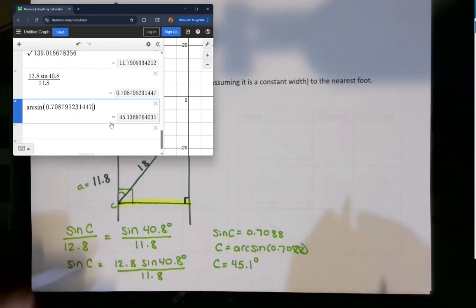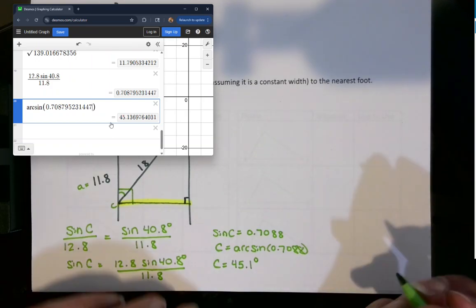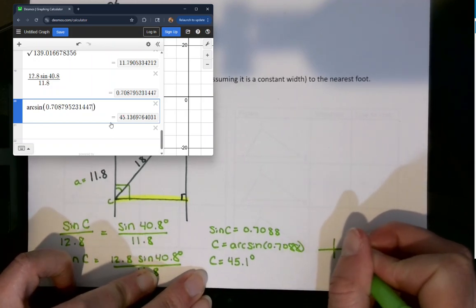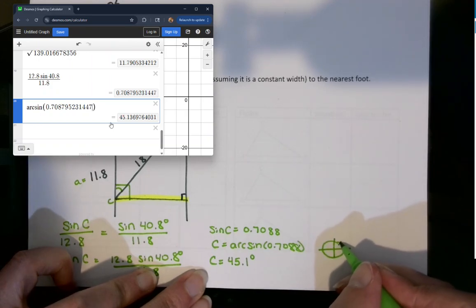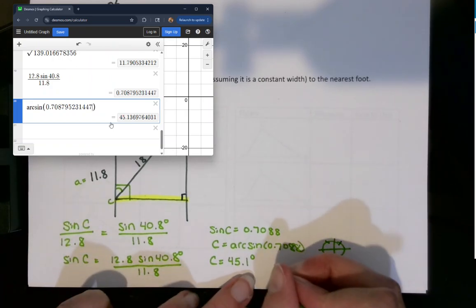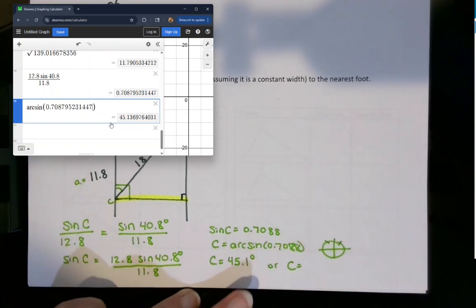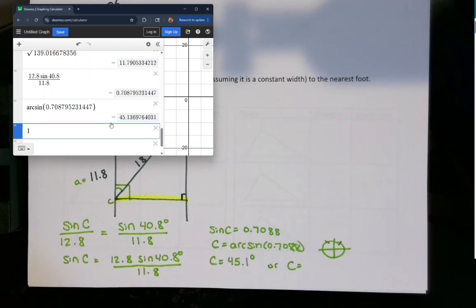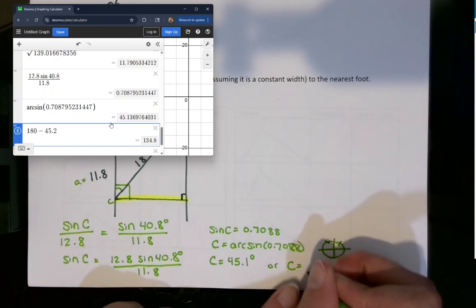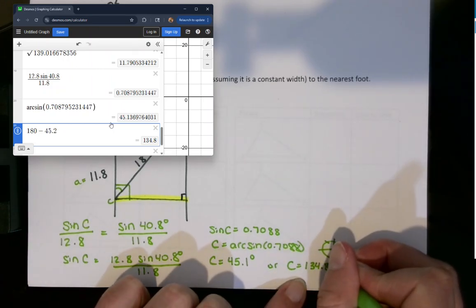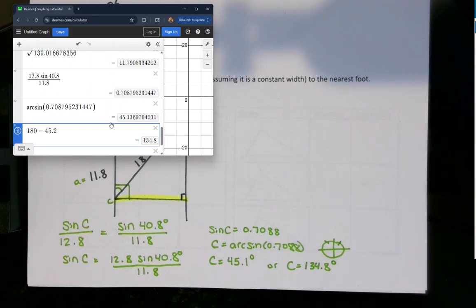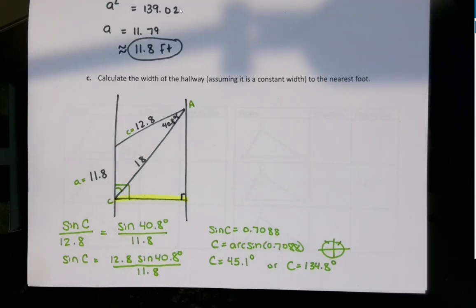45.1 degrees. Any time that we use arcsine, we need to consider the possibility that there is a solution that would have been in quadrant 2. So 45 degrees, or the other possibility for this triangle would have been at 180 minus 45.2, which would have been a measure of 134.8 degrees.